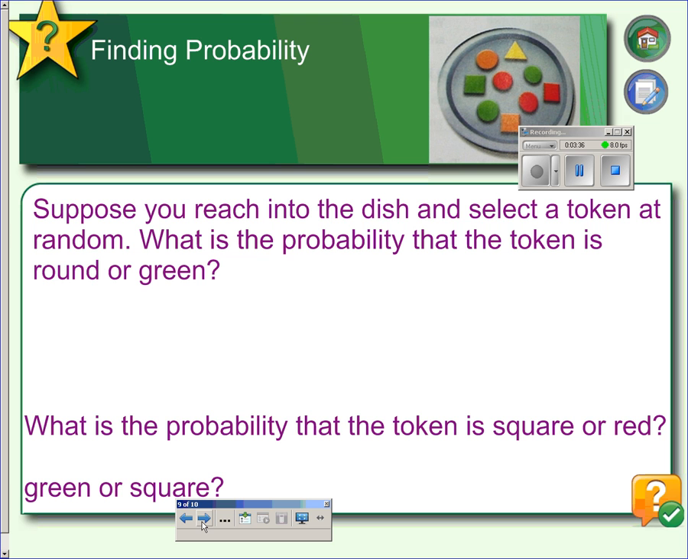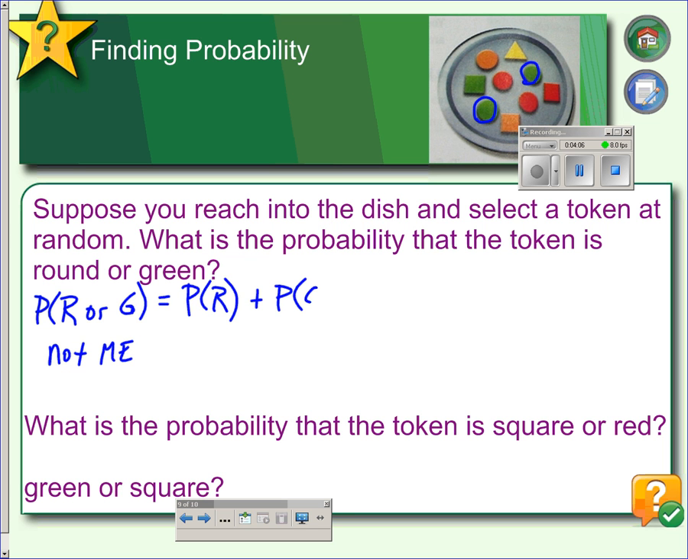Okay, looking at this dish at the top, we have some shapes and some colors. So let's suppose we reach into the dish and select a token at random. What is the probability the token is round or green? If you look in the dish, we have some that are round and also green, so these are not mutually exclusive. So we have to use our longer formula. So it's going to be the probability of round plus the probability of green minus the probability that the thing is both round and green.